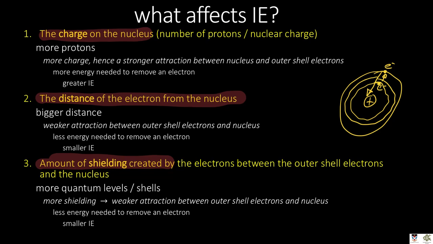So for each one of your questions, consider these three factors. What is the charge on the nucleus? How does that change as we go across a period or down the group? How does the distance and the amount of shielding change as we go across a period or down the group? That will be repeated again on the next slide as well.